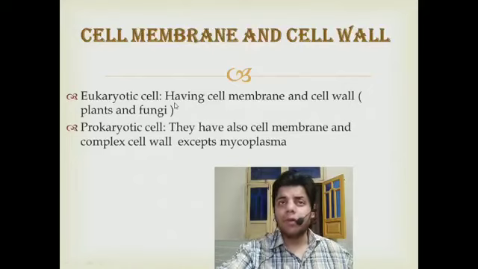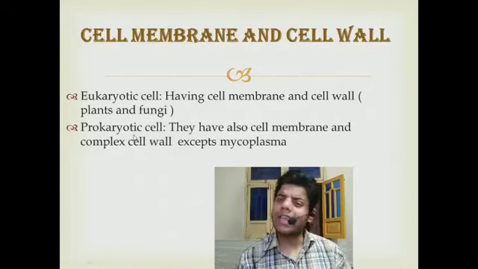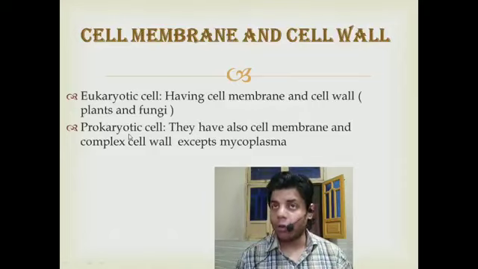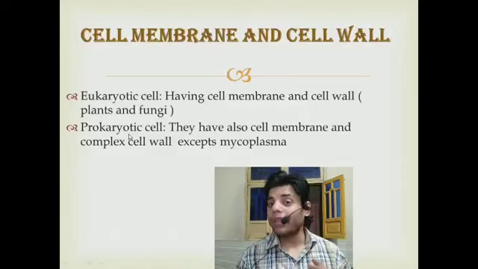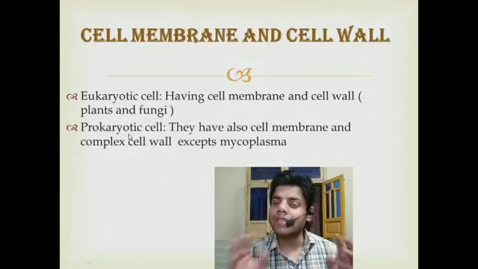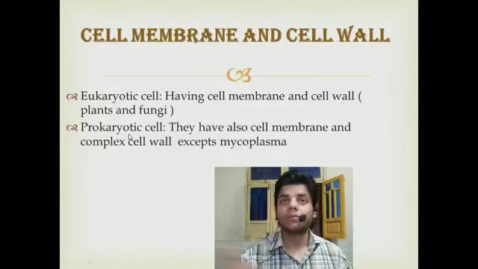And on the other hand, if we talk about the prokaryotic cell, the prokaryotic cell has a cell membrane and cell wall, but the cell wall is very complicated and complex. But keep one thing in your mind: in the case of mycoplasma, they don't have what? In the case of mycoplasma, they don't have the cell membrane as well as the cell wall.